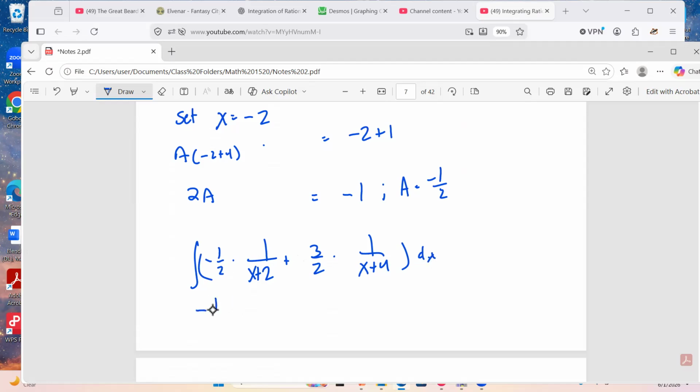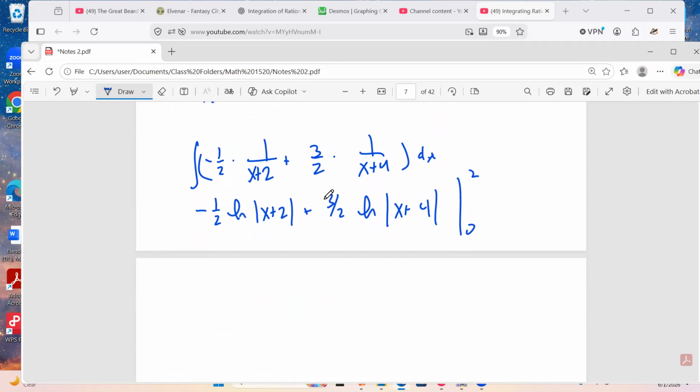So this is going to be -1/2 times the natural log of the absolute value of (x + 2), plus 3/2 times the natural log of the absolute value of (x + 4), evaluated between 0 and 2. So we can go ahead and plug these things in. Now we just have a mess of arithmetic. We have -1/2 natural log of 4 plus 3/2 natural log of 6, minus, plugging in 0, -1/2 natural log of 2 plus 3/2 times the natural log of 4.